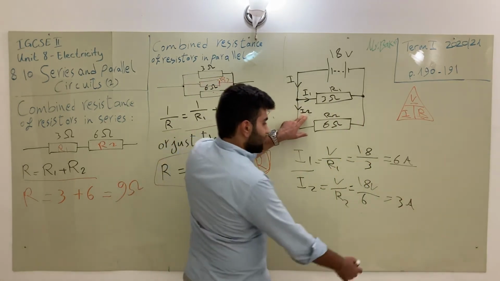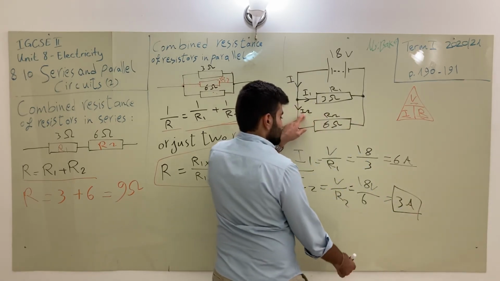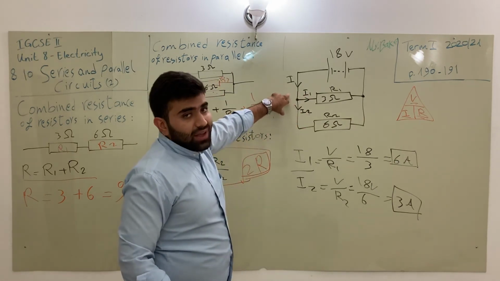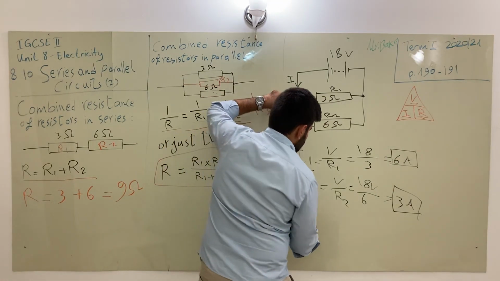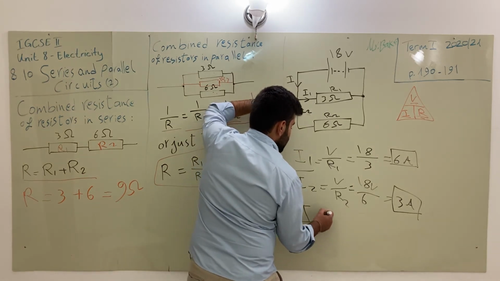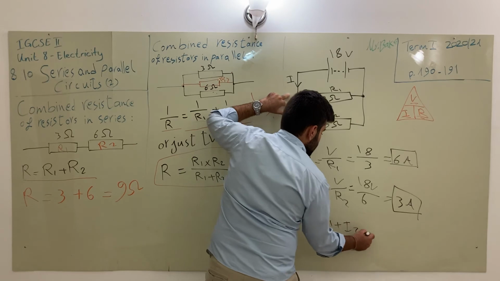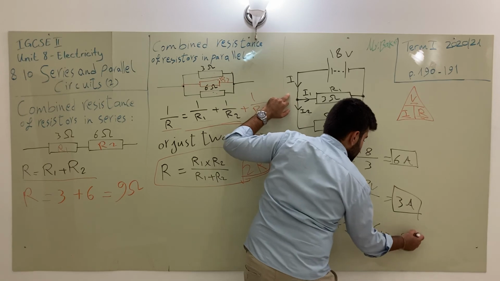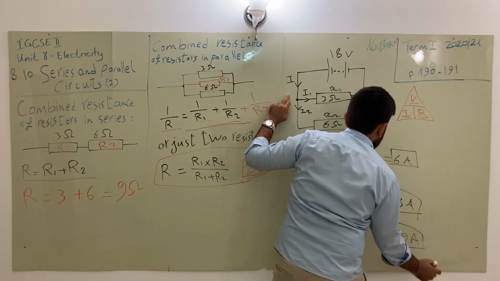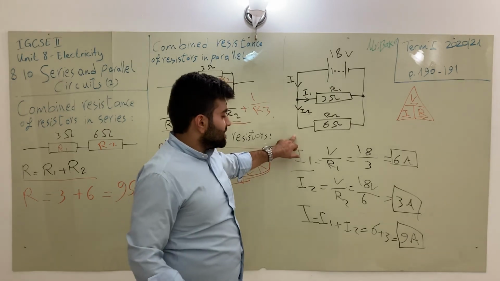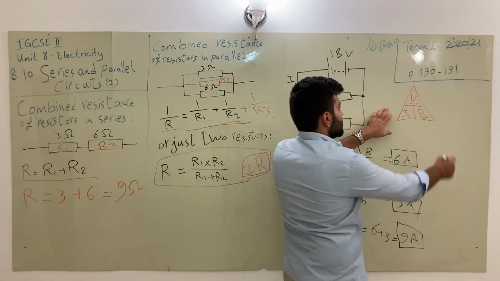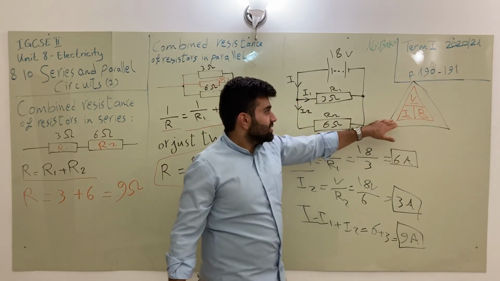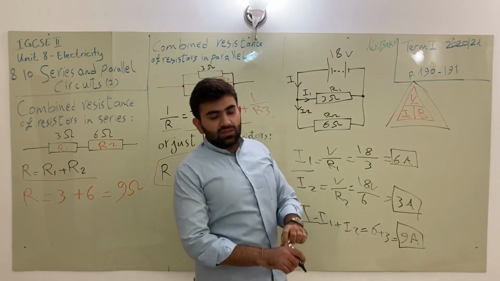Now after I found I2 and I1, I need what? I. So I is what? It's the sum of I1 plus I2. So that means 6 ampere plus 3 ampere, and that gives us 9 ampere. So as you saw, it's simple and easy. Just focus on what? On this pyramid or the triangle. Everything you need, just cover it and do the math.